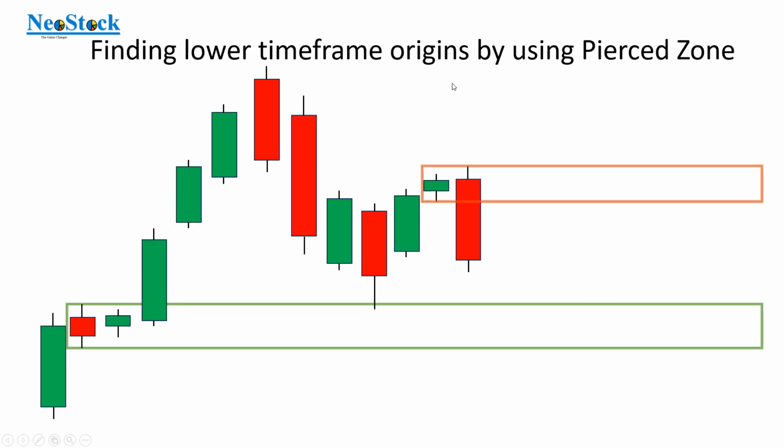Next, finding the lower time frame horizon by using a pierced zone. What is a lower time frame horizon? At the distal line of this zone, a part of the zone is inside and another part of the zone is outside. That is our LTF zone horizon.